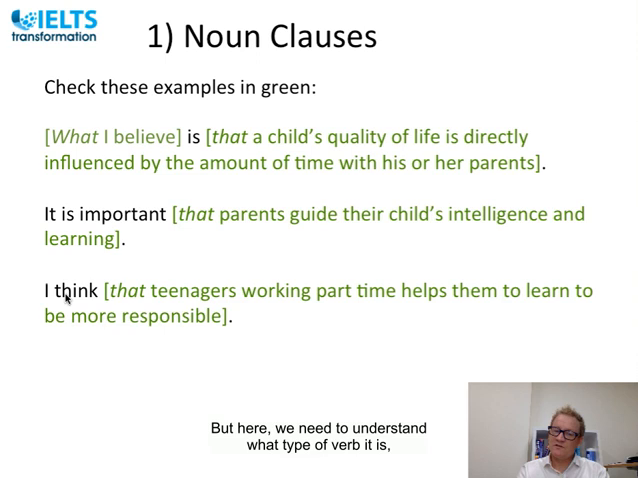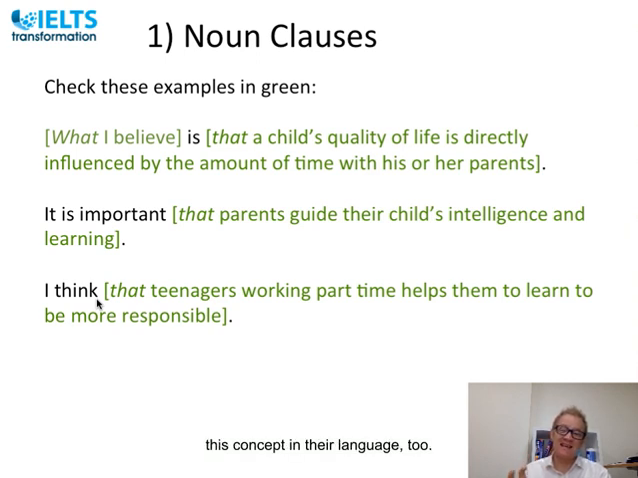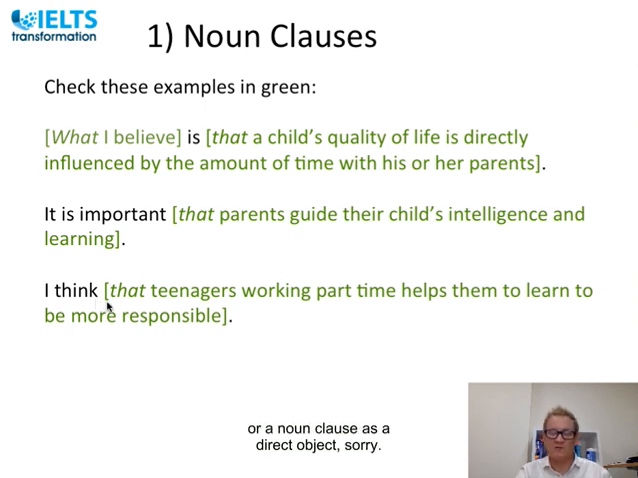But here we need to understand what type of verb it is, and this is a transitive verb. So everybody has this idea, this concept in their language too. So you need to understand that. So a transitive verb takes a direct object. So that's what we have here. I think that teenagers working part-time helps them to learn to be more responsible. And it's the same as she said. She said that, I know that, I think that, I believe that. All of these are noun clauses with a direct object, or a noun clause as a direct object.